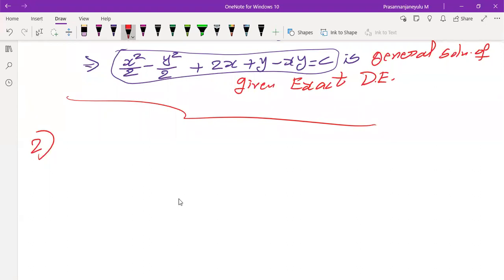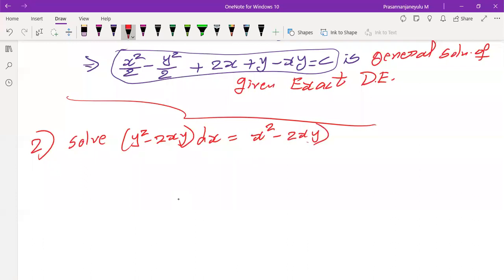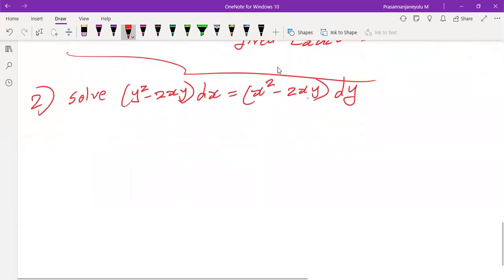So now going to the next problem. Solve (y square minus 2xy) dx equals to (x square minus 2xy) dy. First and foremost, we have to observe that it is a homogeneous differential equation. Yes or no? But if we continue with the homogeneous differential equation procedure, then also we may get time. But already it looks like it is in the form of M dx plus N dy.